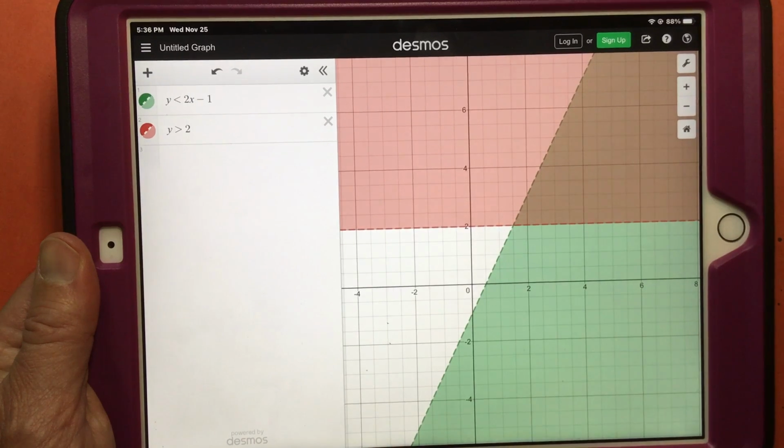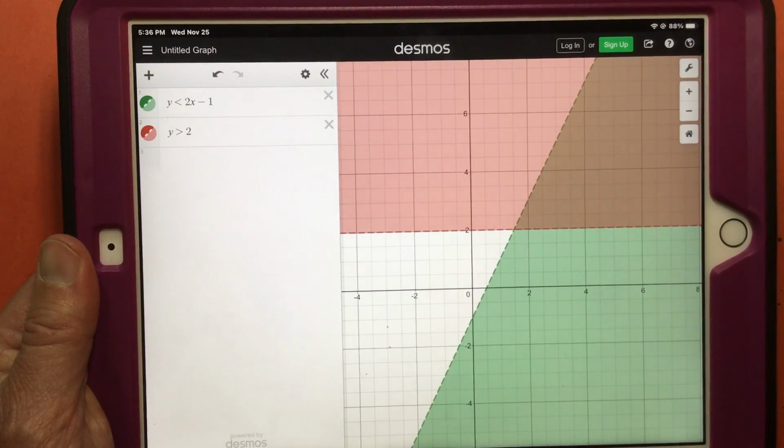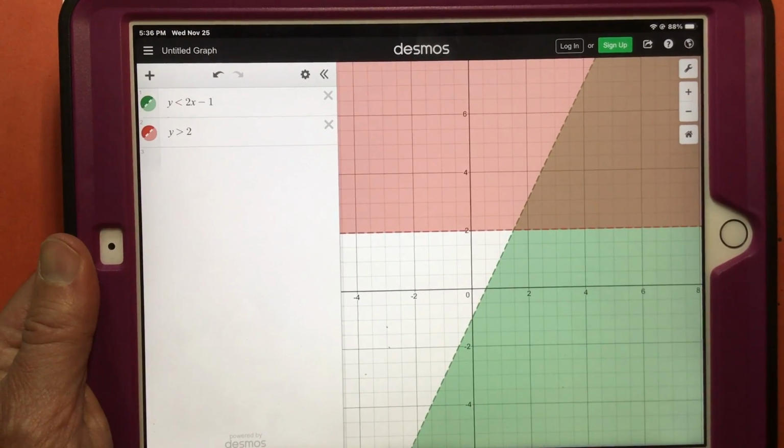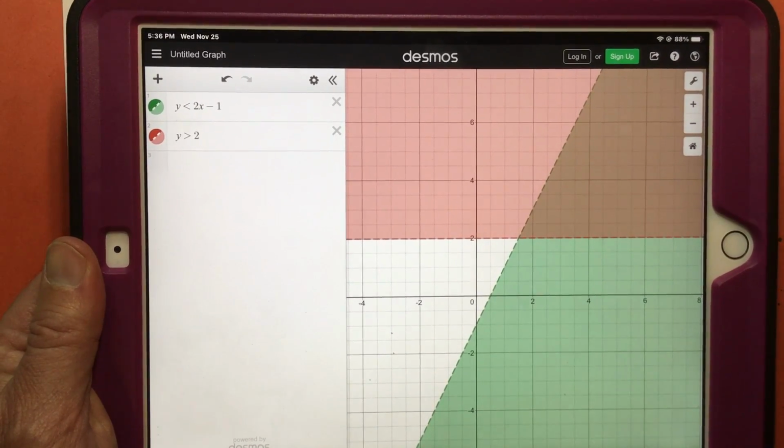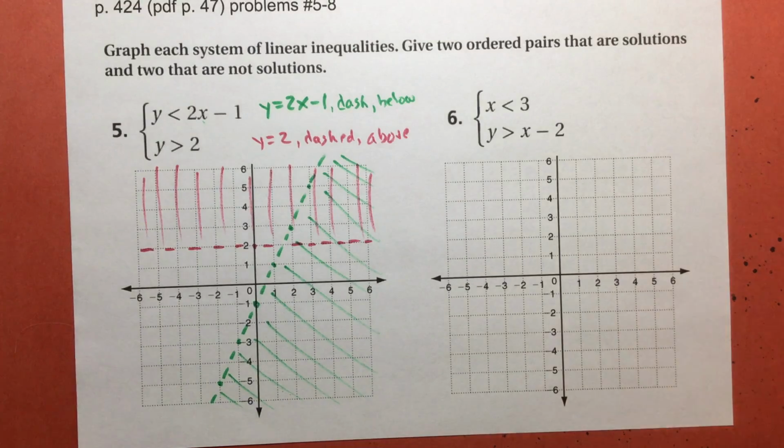So you can use Desmos as a way to check it, but you'll have to draw it by hand if the directions say draw it by hand. For the homework and the worksheet, you're going to have to draw it by hand. And there will be some problems on the summative that you'll have to draw by hand.